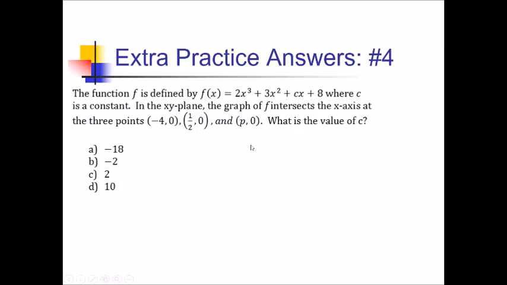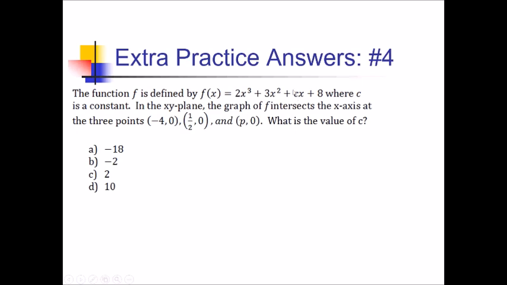For this multiple choice question, we have this function defined as f of x here, and we have this mystery constant c in here that we're trying to find. We're given that our graph intersects the x-axis at 3 points. They gave us 3 zeros. Based off this, we want to find the value of c. So two of these points kind of make sense, negative 4, 0, and 1/2, comma 0. This p comma 0 is kind of weird, not really sure what that p is all about, but it's not extremely helpful. So how can we find c?